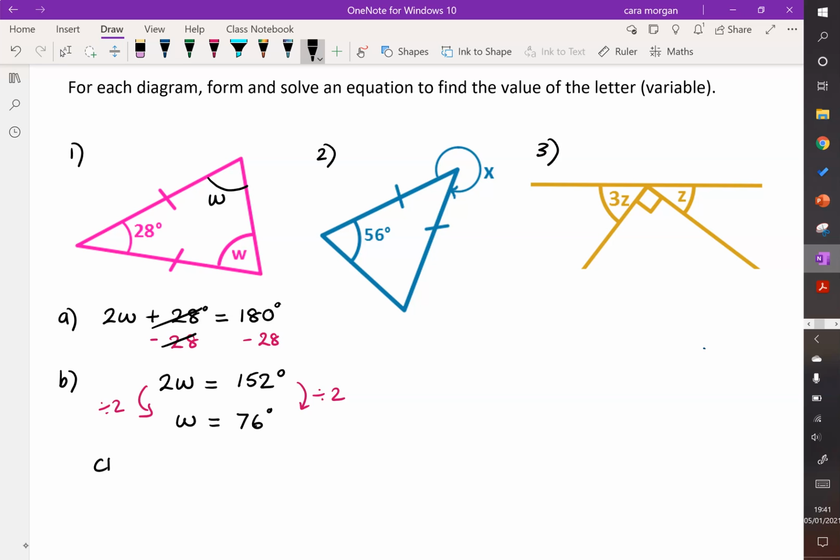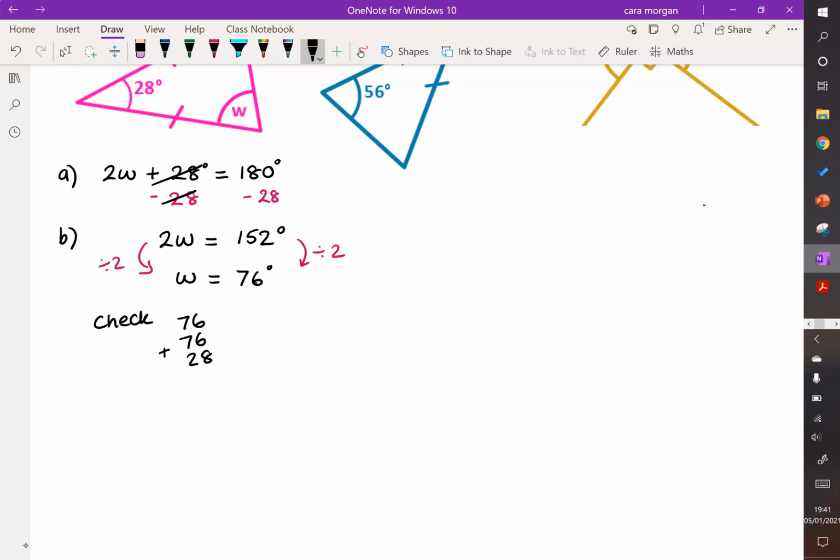If I want to check, which I always do really, I would have a w, and 28. And if I added those together, I'd really like them to add to make 180. I've got 6 and 6, which is 12, add the 8, which is 20. I've got 14, 15, 16, 17, 18. They do come to 180 degrees. I've got w correct. Yes. Did you?